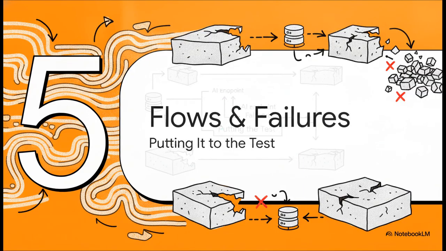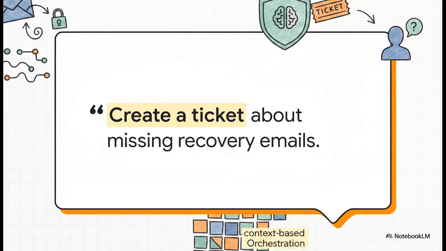Section 5. Concrete Flows and Failures. Putting it to the test. Okay, I want you to picture this exact message hitting your endpoint. Create a ticket about missing recovery emails. That is a crystal clear intent to perform a write action. So how does AI Fabric handle this based on where the user is?